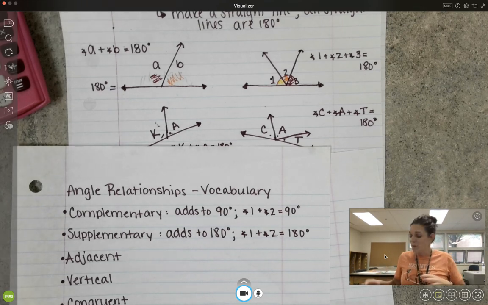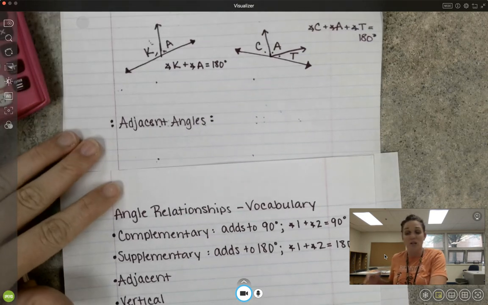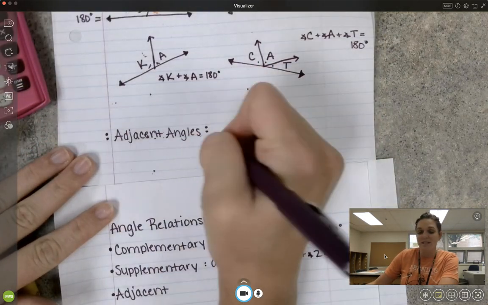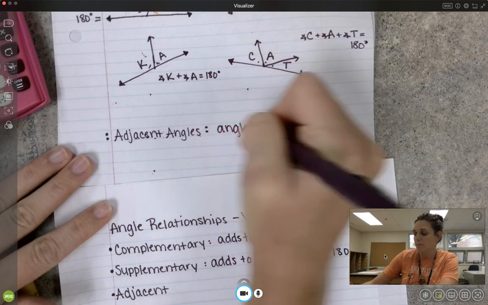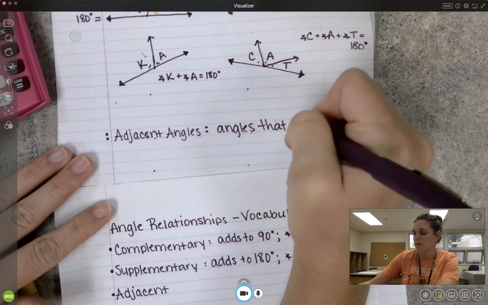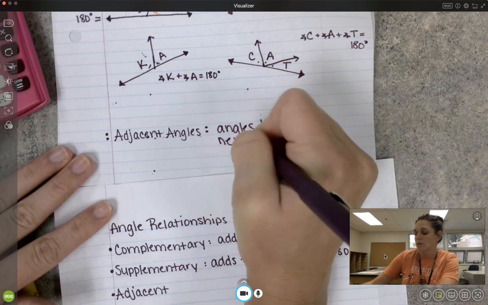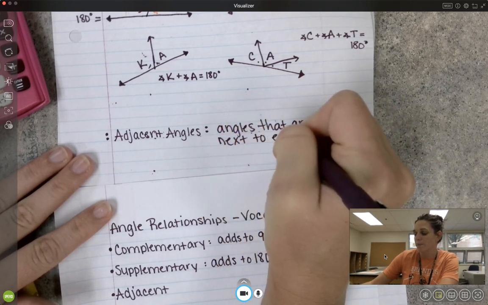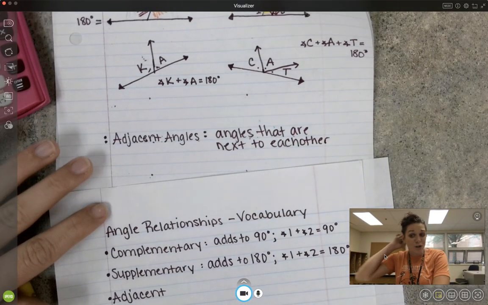All right, so this next vocabulary word is pretty straightforward. We're not going to do anything with it because you already have. Adjacent angles are simply angles that are next to each other. All right, adjacent angles are next door neighbors.